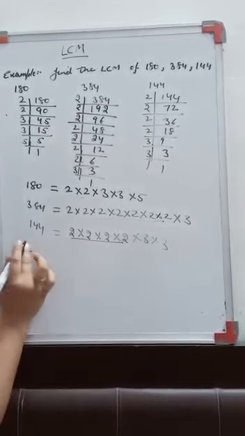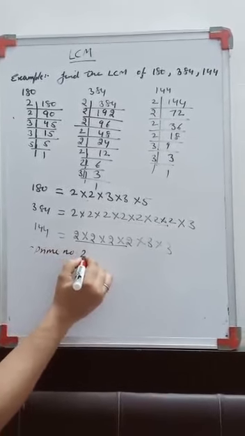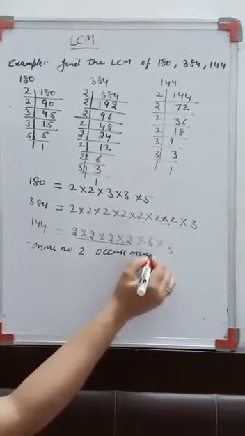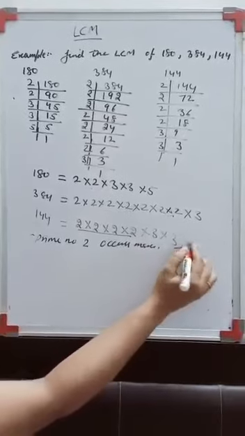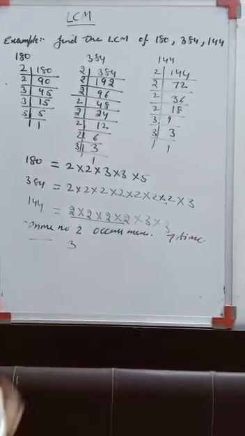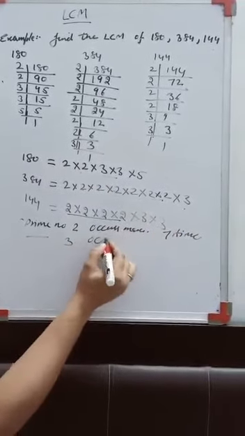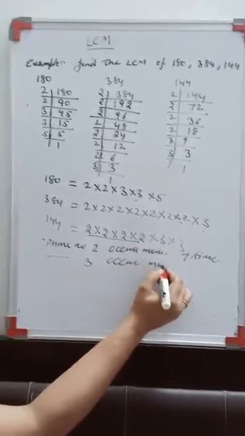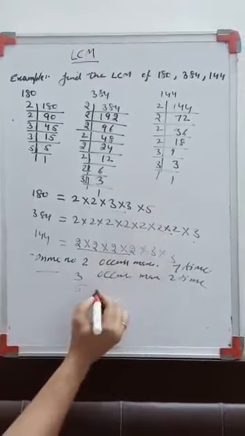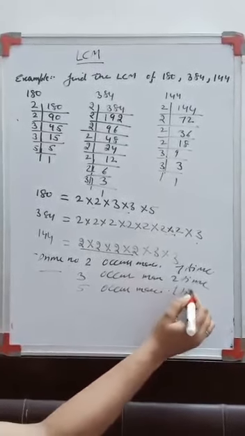So what we will write, prime number 2 occurs maximum 7 times, right? Similarly, check for 3. 3 occurs maximum, here it is 2 times, only 1 and 2. So it occurs maximum 2 times. Next, check for 5. Here only 1 time is it occurring. Occurs maximum 1 time, right?